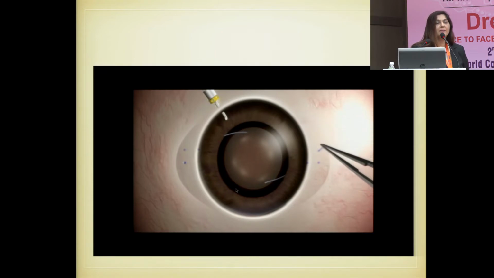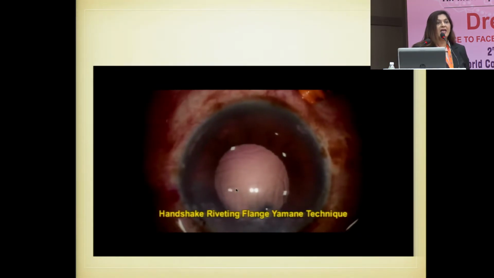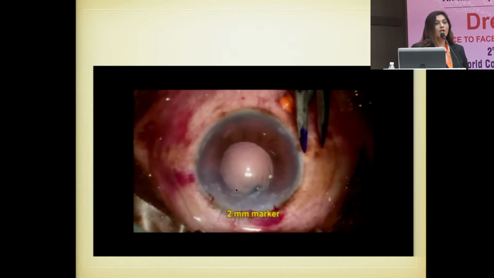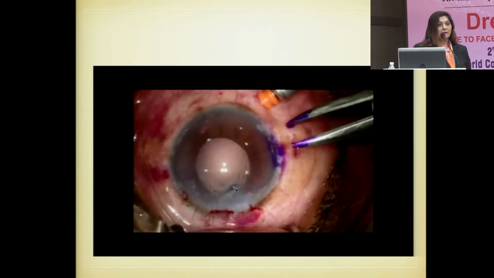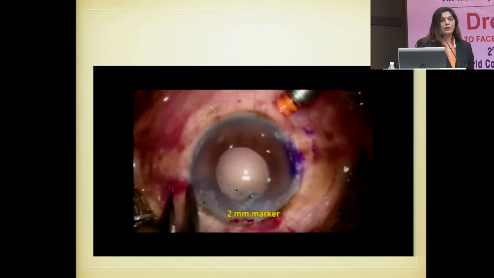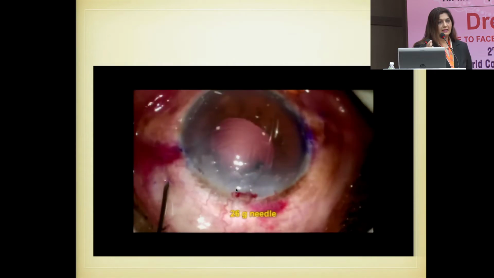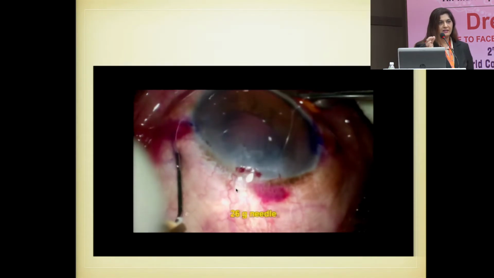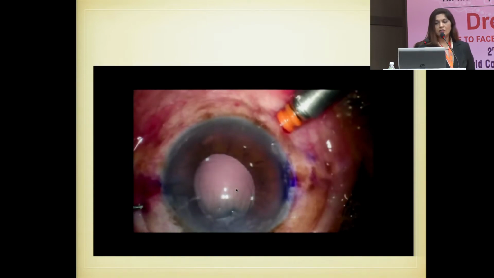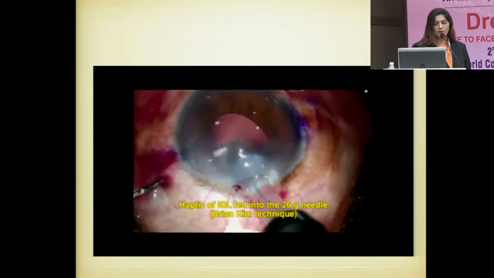Why is it done? Because a 26 gauge needle creates a much thicker track as compared to a 30 gauge needle. So if you create a bulb of the haptic, it might slip back. In order to prevent the slippage, you can just rivet it, compress it, because at that time it's hot and it just gets compressed, so it does not slip back. This is just a small little modification. I'll just show this video if you're interested.